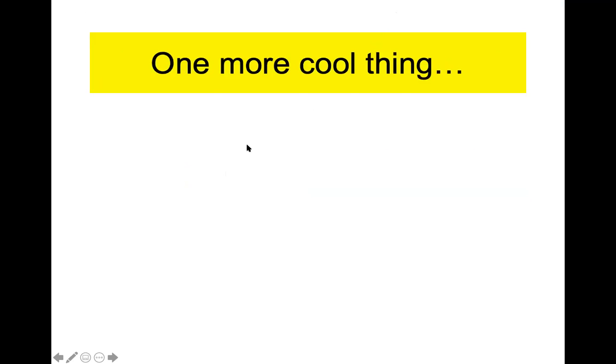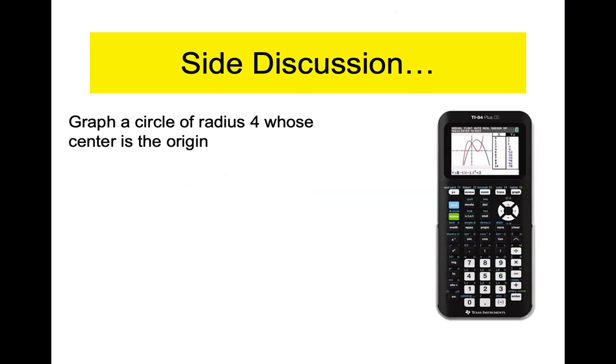All right, I do have one more cool thing. I'm going to run through this real quick. This is just additional stuff. It's not in the book. How do you use your graphing calculator to graph circles? So graph a circle of radius 4 whose center is at the origin. If the origin is the center, well, the origin is 0, 0. That means A and B are 0. In other words, x minus 0 or y minus 0 doesn't do anything. You're just left with x squared and y squared. Well, r squared is supposed to be, well, radius is 4, so that would be 16.